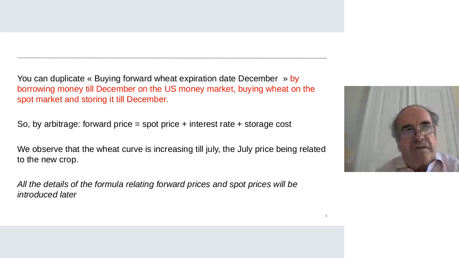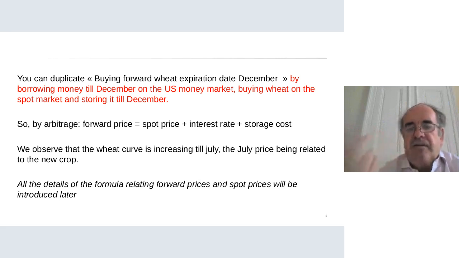One of you spoke about carrying cost. It's what we call cost of carry. Normally in financial linguistic, we say cost of carry. The forward price is normally not for salmon, not for wheat over 1 year. Normally, forward is spot plus interest rate plus storage cost.